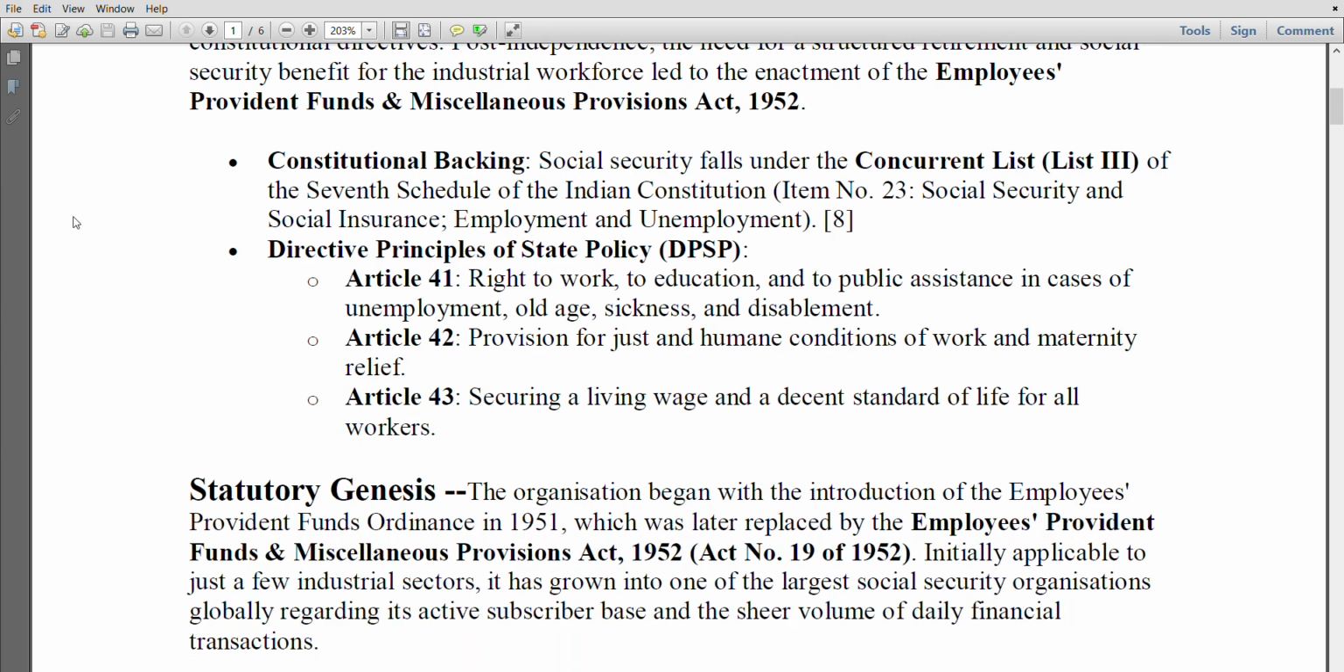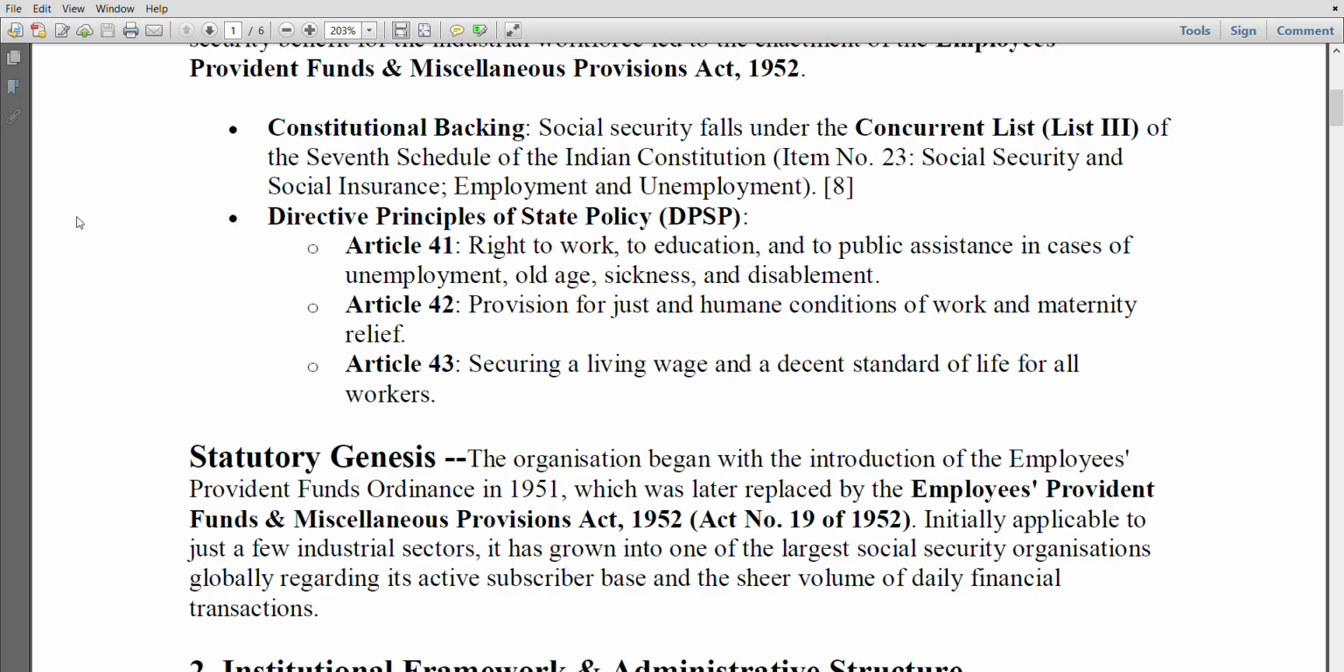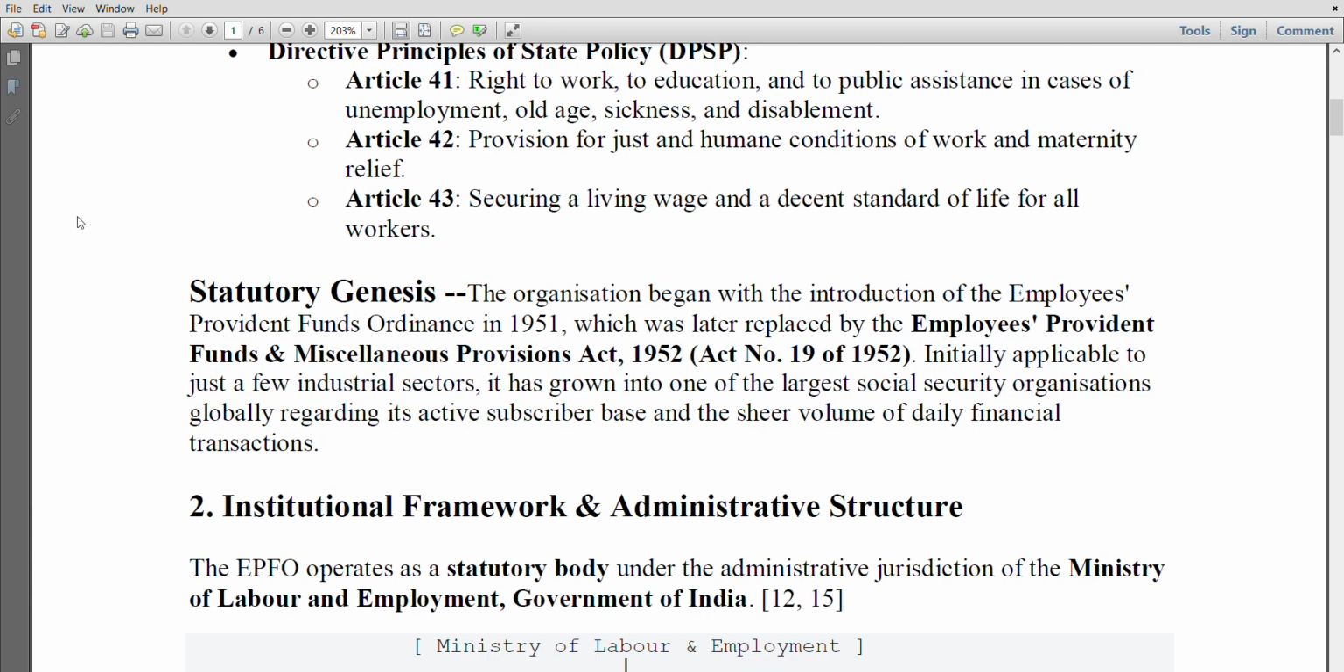Statutory genesis. The organization began with the introduction of the Employees Provident Fund Ordinance in 1951, which was later replaced by the Employees Provident Funds and Miscellaneous Provisions Act 1952, Act number 19 of 52. Initially applicable to just a few industrial sectors, it has grown into one of the largest social security organizations globally regarding its active subscriber base and the sheer volume of daily financial transactions.